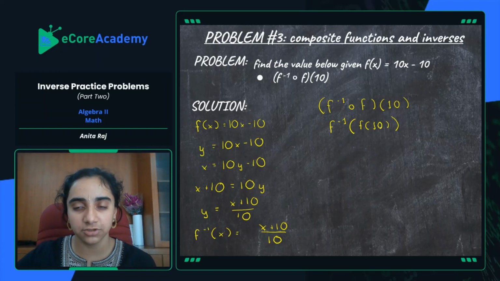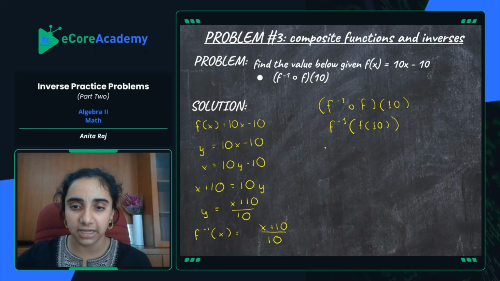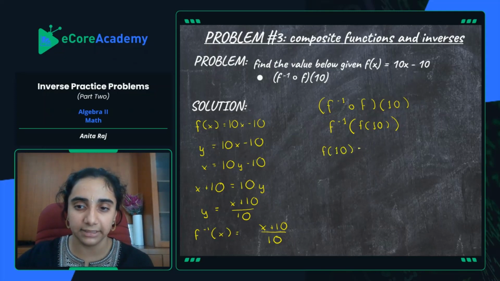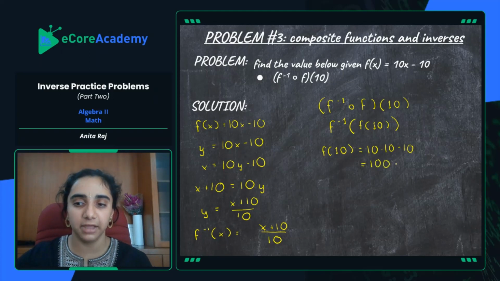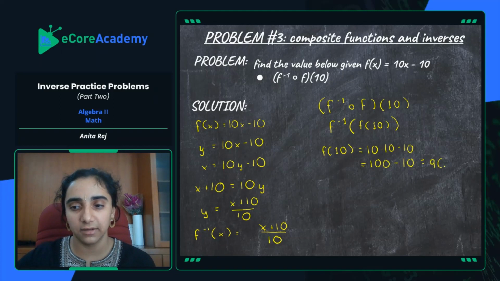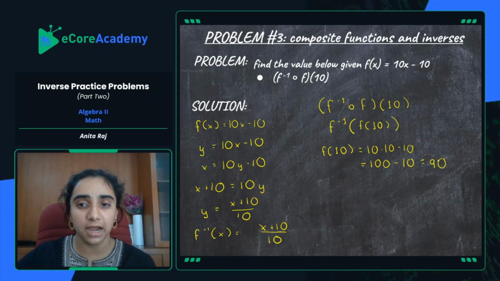So since f is closest to 10, that's the function we're going to apply first. So f of 10, well, f of x is equal to 10x minus 10. We're plugging 10 in for x, so we're going to end up getting 10 times 10 minus 10. 10 times 10 is 100. We do multiplication first from PEMDAS, minus 10, and 100 minus 10 is equal to 90. If 90 belongs in the domain of f inverse, what's going to happen is we're going to get the original input, which was 10. So let's try that out now.